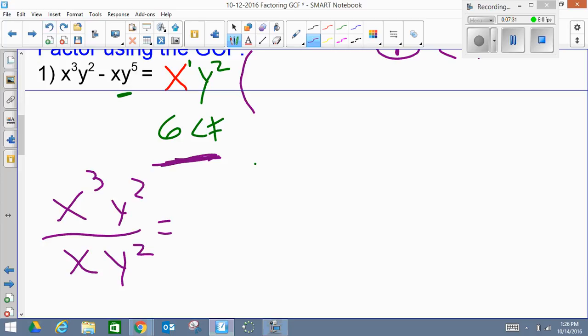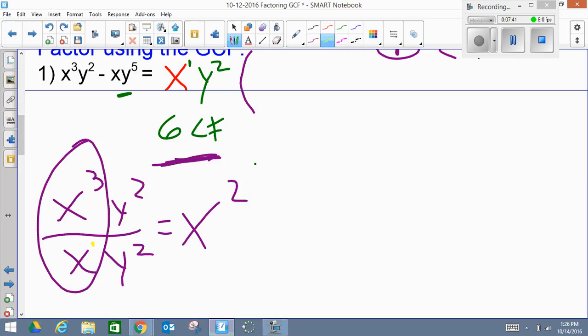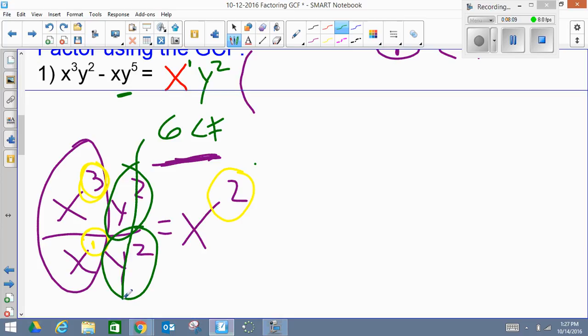I do the x's first. X cubed divided by x to the second. Remember, if the x on the bottom doesn't have an exponent, it's a 1. When you're dividing two powers, you keep the same base, which is the x, and you subtract the exponents. 3 minus 1 gives you 2. That's how you divide powers. Now let's do the y's. I have y to the second divided by y to the second. If they have the same exponent, same variable, they cancel each other. Okay, so my answer for the first division is x squared, which is going to come as the first term.